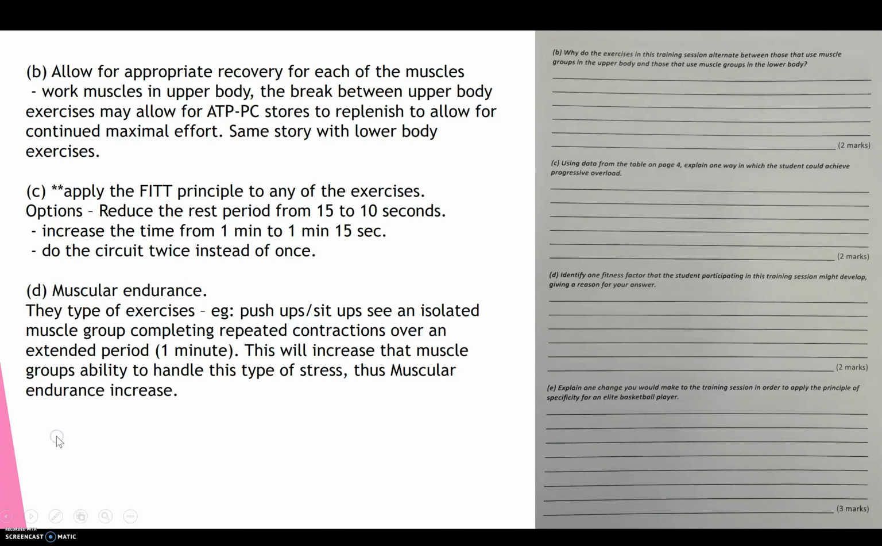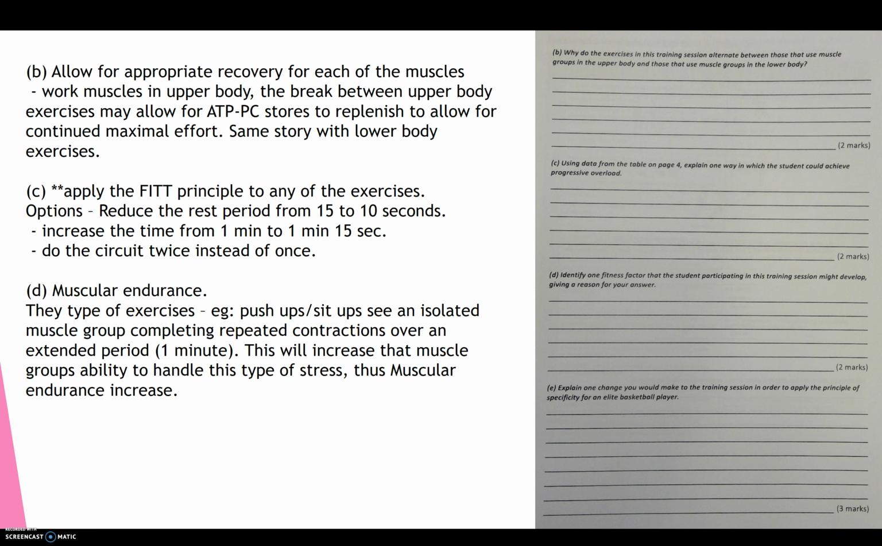Identify one fitness factor that the student participating in this training session might develop. So they might have developed muscular endurance, would be the key one. The type of exercise, e.g. push-ups, sit-ups, so the isolated muscle groups completing repeated contractions over an extended period of time, so 1 minute. This will increase that muscular group's ability to handle this kind of stress, thus muscular endurance increases. You'd see muscular hypertrophy increase from that as well, which would allow for that muscular endurance.